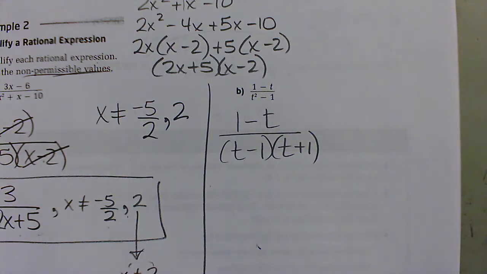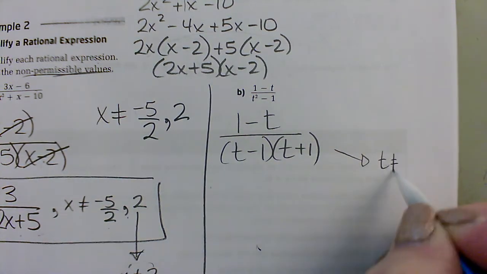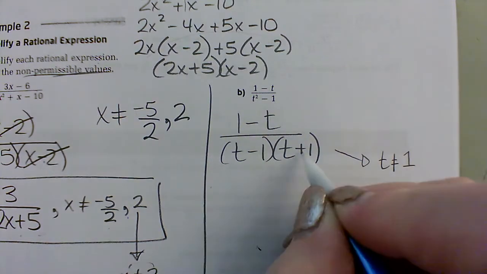All I did was factor the top and factor the bottom. Now we can cancel it. No, before I cancel out, what do I have to look at first? The non-permissible values. I've got to find my values. One and negative one. T can't be equal to 1 and negative 1.